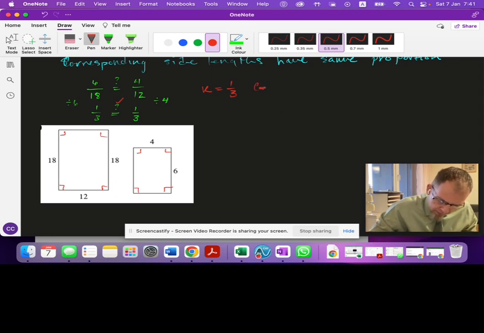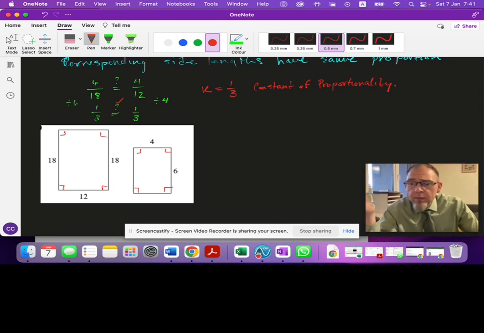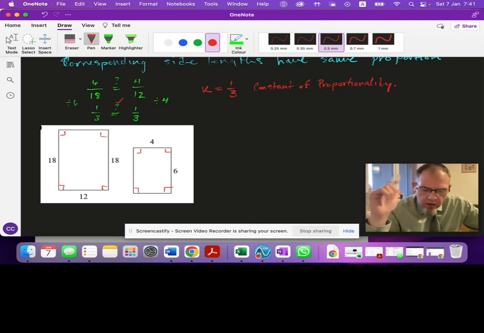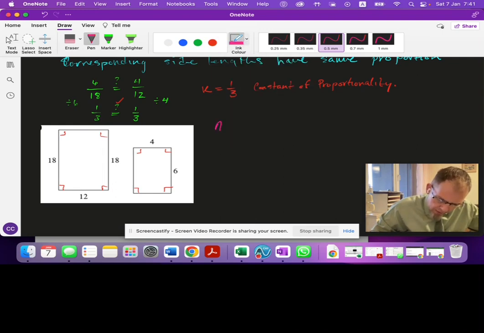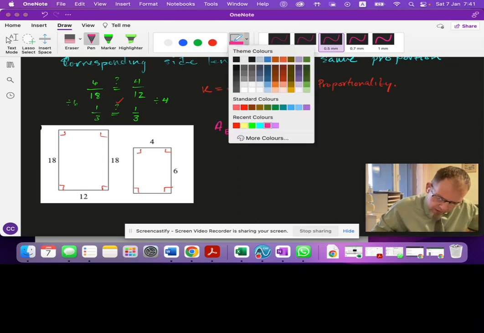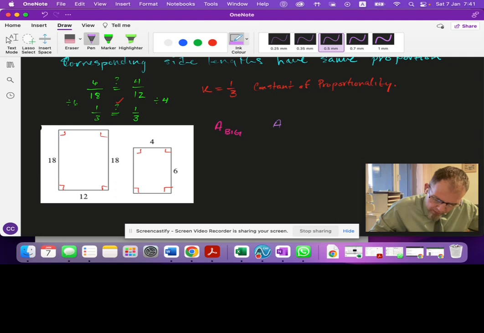And again, we're going to call this the constant of proportionality. And that's going to come in real handy moving forward. Real quick, I just want to take a peek at something. I want to know what the relationship is between the area of the big rectangle and the area of the small rectangle.